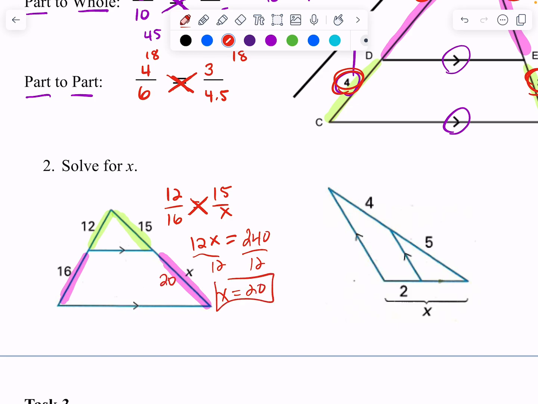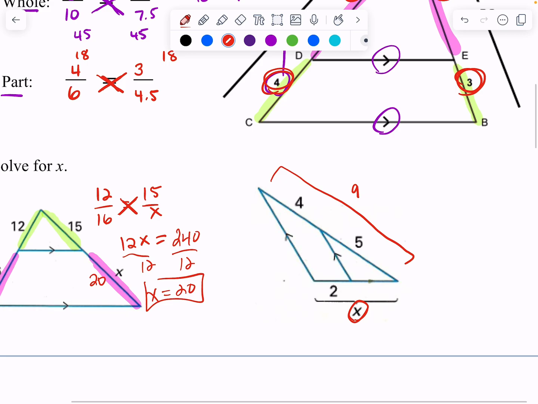which means this side length right here is 20. You can see in example 2 that we're doing a little bit of part to whole. The x is representing the whole length. So if we're going to do part to whole on the bottom, I need to know the whole length of this side, which I can get. I have both parts. All I have to do is add those and get 9.